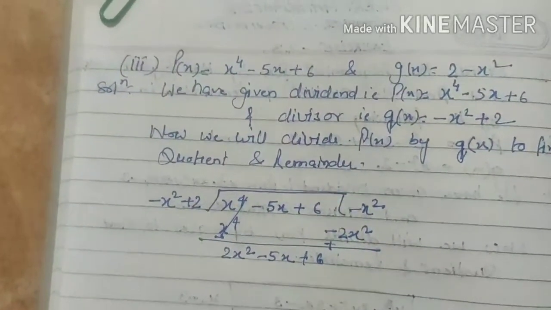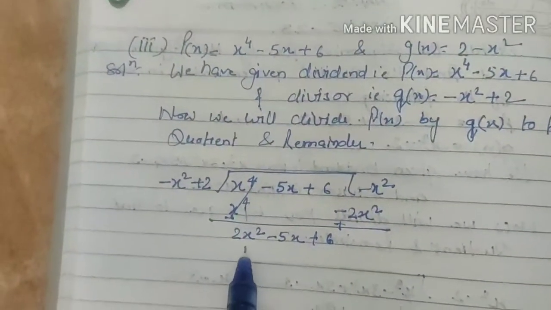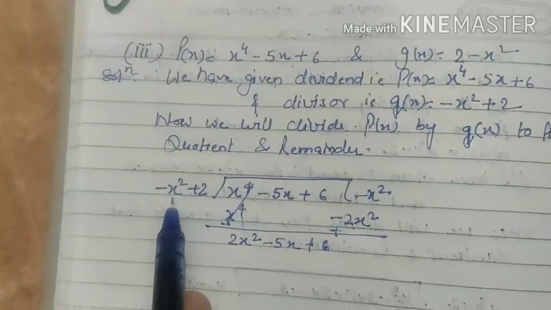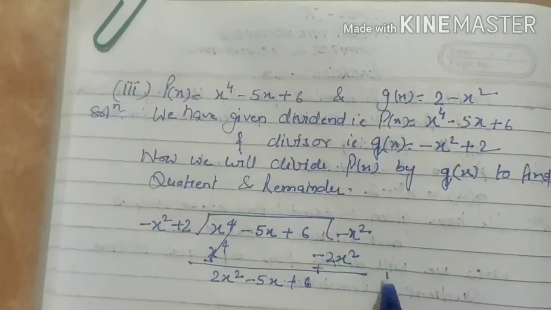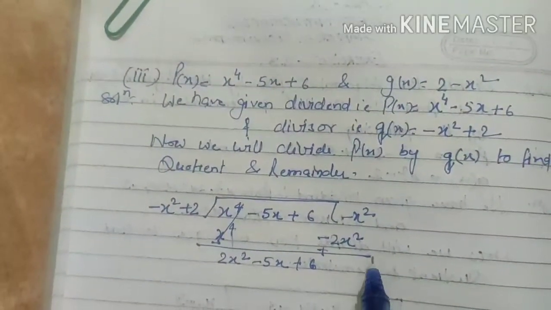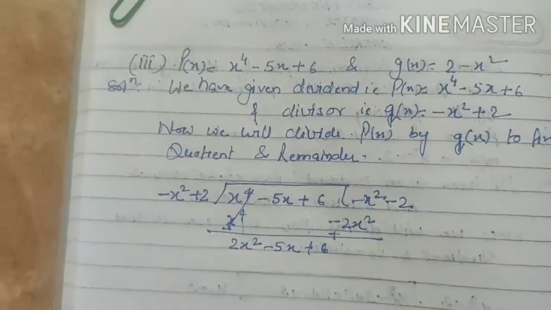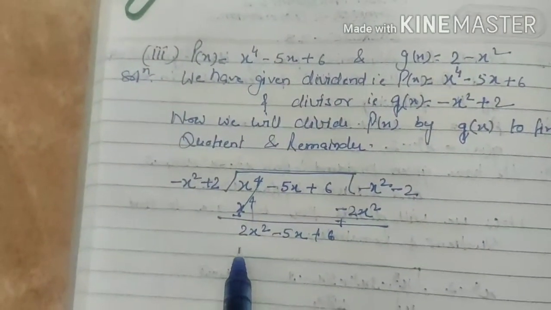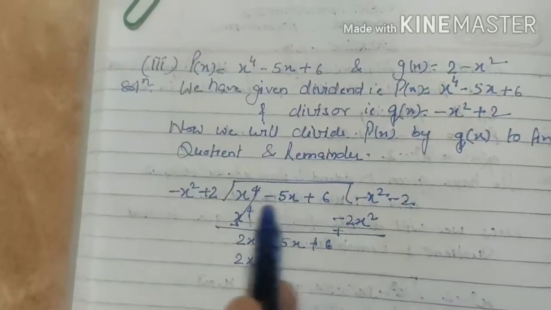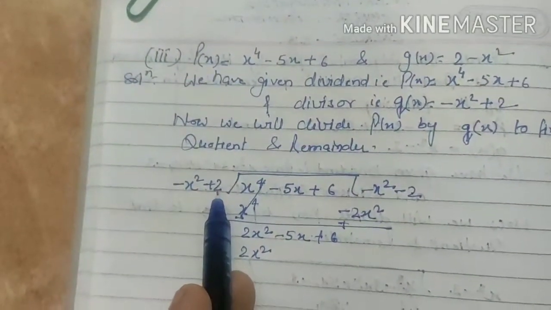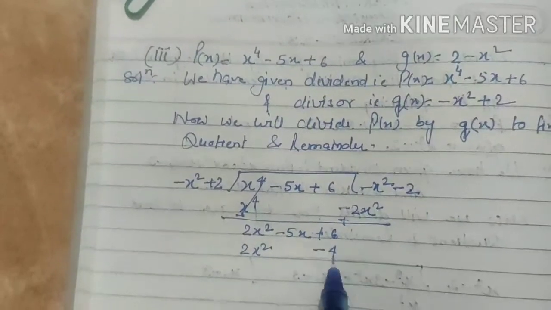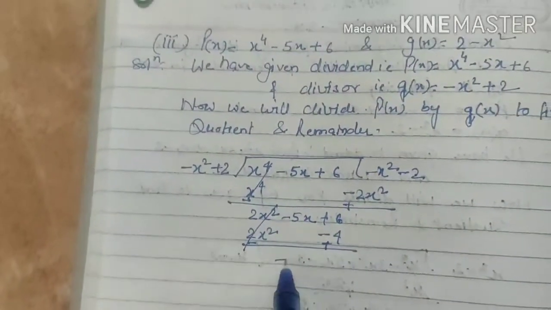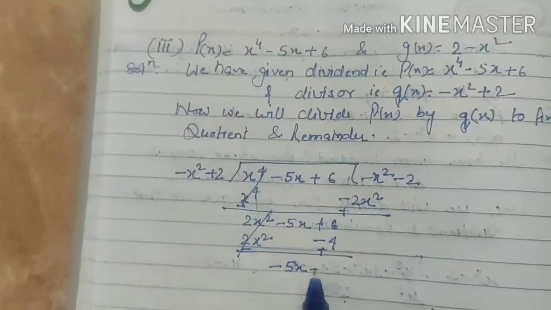So now the highest degree term in the new dividend is 2x square. So now divide 2x square with minus x square. So this will be minus of 2. So this will become 2x square, and minus 2 into plus 2 becomes minus 4. So sign will be changed again. This will be minus 5x plus 10.